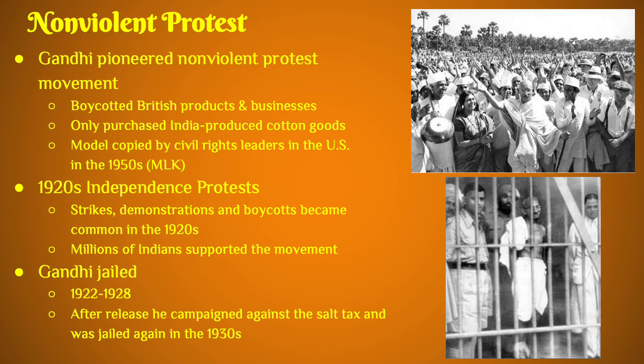Throughout the 1920s, there were protests in favor of independence. You have very common strikes and demonstrations and more boycotts, and you have millions and millions of Indians who were supporting this movement. The British understandably saw that as a threat. They frequently referred to India as being like the jewel of the empire, like the most important colony that the British Empire had. And so they weren't going to take any real concerted efforts to gain independence, and as a result, they threw Gandhi in jail for several years in the 1920s.